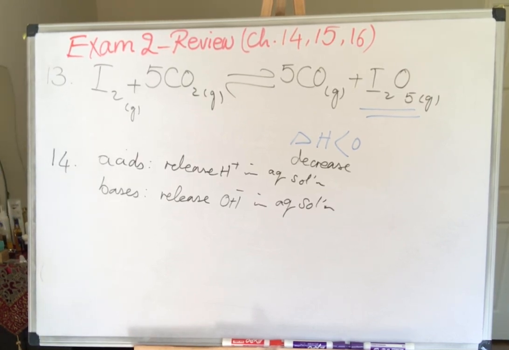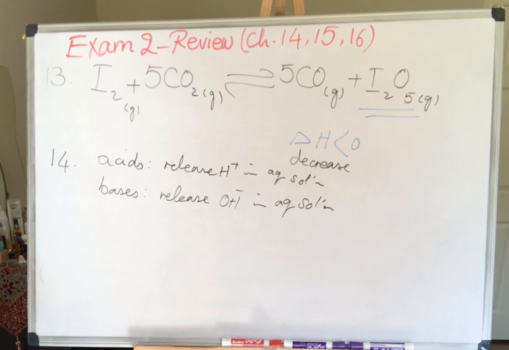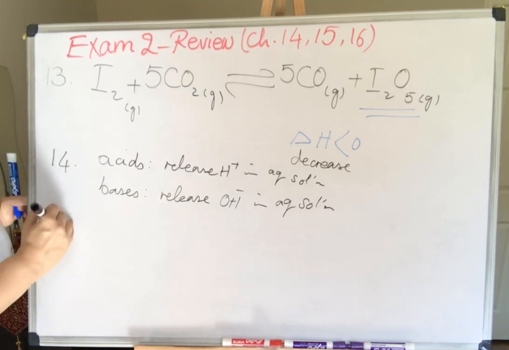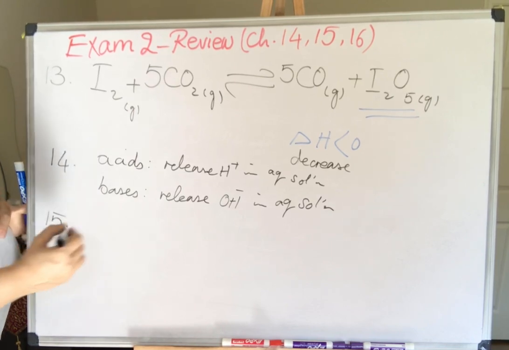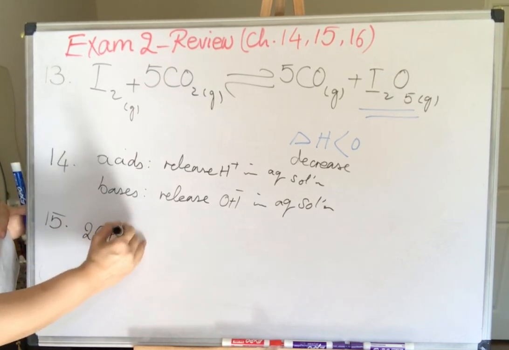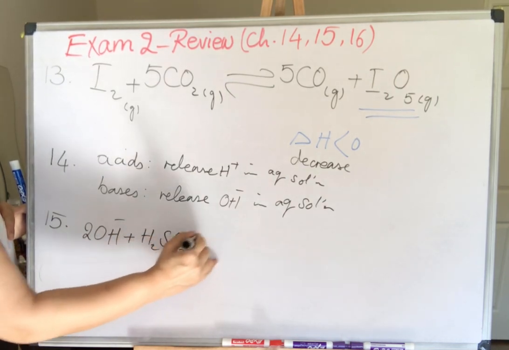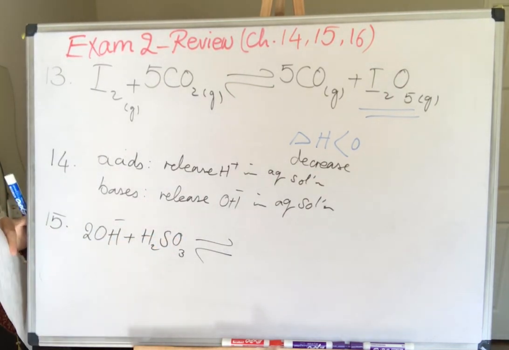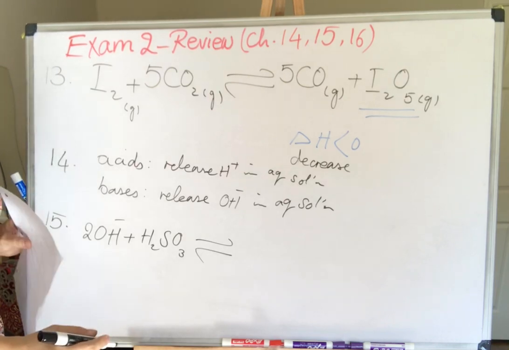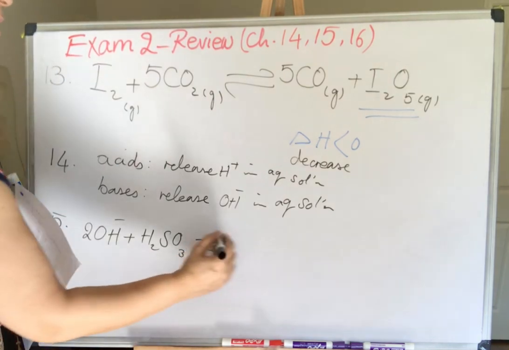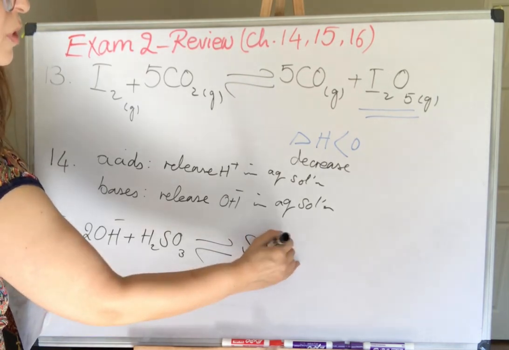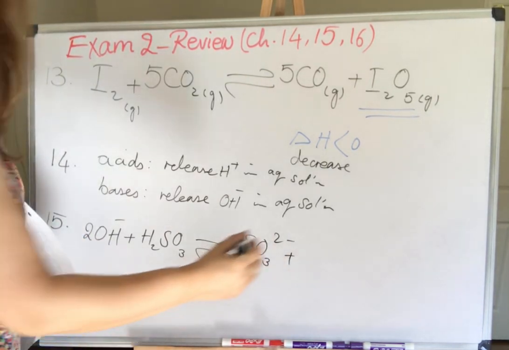Question number 15. Which of the following statements is correct concerning the neutralization of sulfuric acid by a strong base? We still have some room here. 2OH plus H2SO3 gives, there is an arrow missing here. Sorry, my bad, it's not my fault.